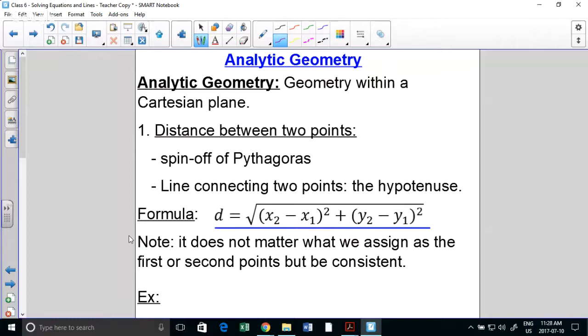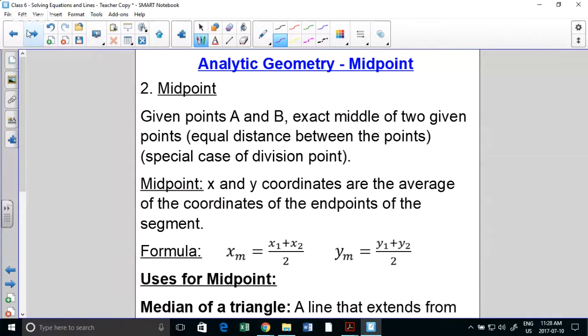So we start off with distance between 2 points. So you have this formula, distance between 2 points, put it on your memory aid. Midpoint.